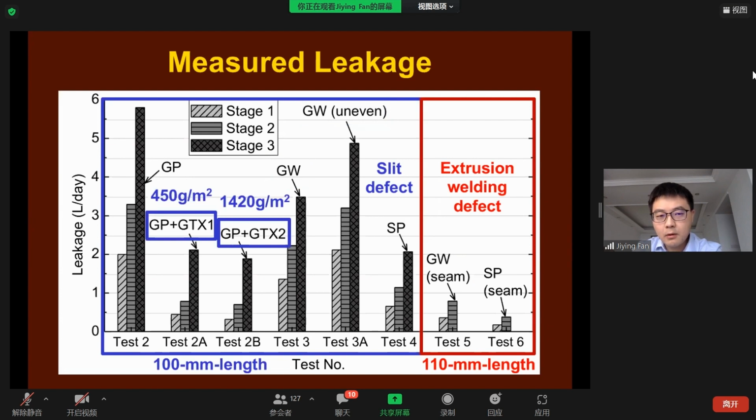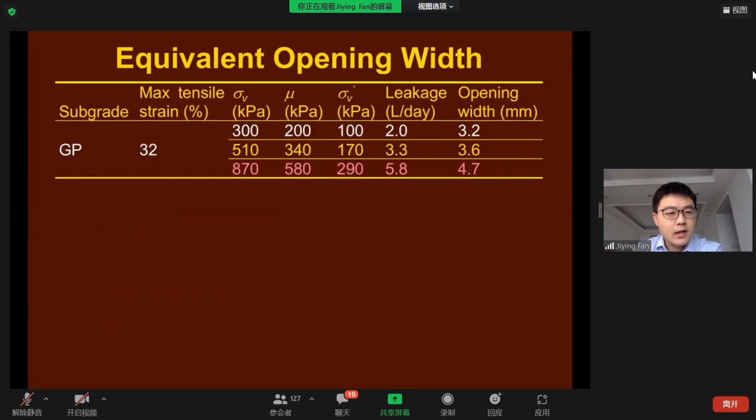Placing a layer of geotextile protection layer below the geomembrane, there's a reduction in leakage for the poorly graded gravel subgrade. And here is the table showing the measured leakage and the loading condition. The concept of the equivalent opening width introduced here is to simplify the slit defect as a rectangular hole, and assume that the hole is filled with fully consolidated tailings.